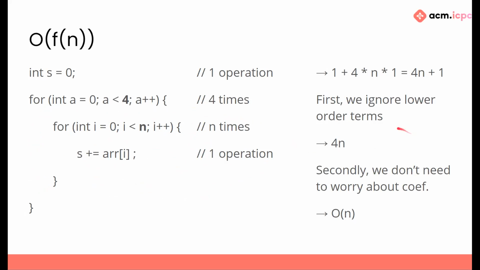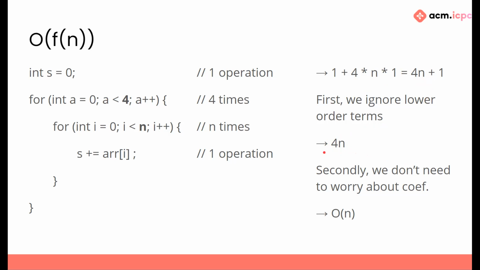However, to use the Big-O notation to find out the asymptotic runtime, we need to drop the lower order term, which is 1. It becomes 4n. And then after that, we also don't need to worry about the coefficients, because asymptotically, it doesn't make too much of a difference.